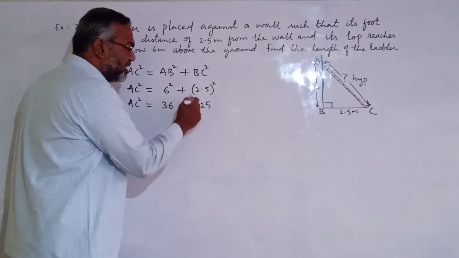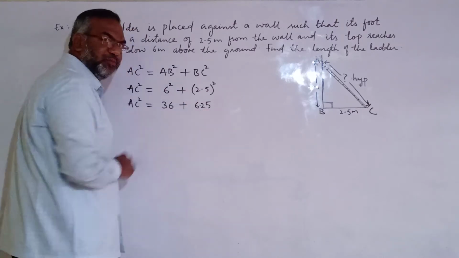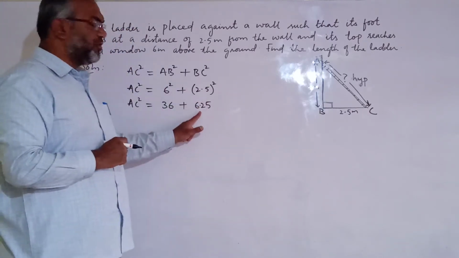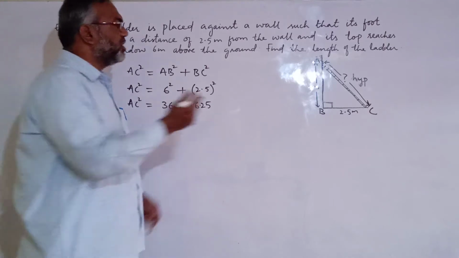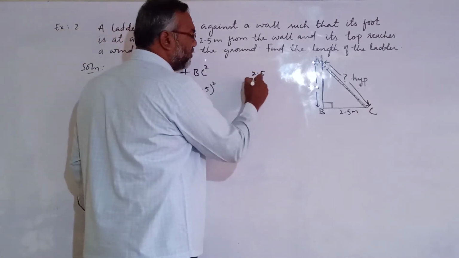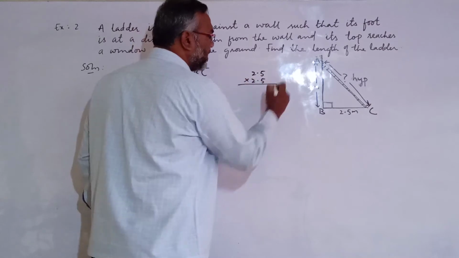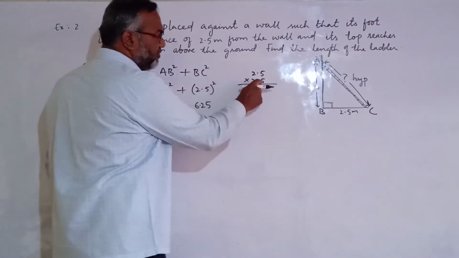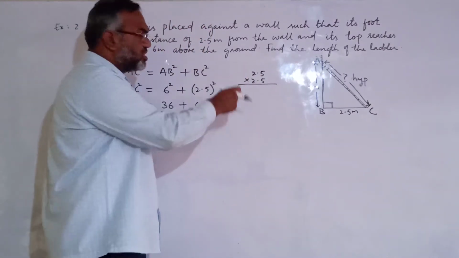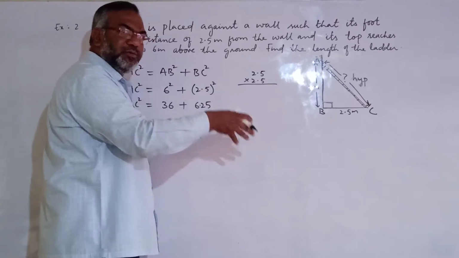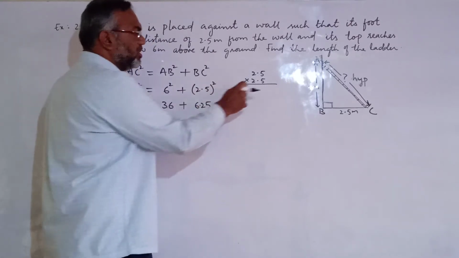So in the square we will have 2 digits after the decimal. So the square of 2.5 is 6.25. Or you can do this, multiply 2.5 by 2.5. You know the multiplication, right? I should not do this, but I am doing it because some students might have forgotten.